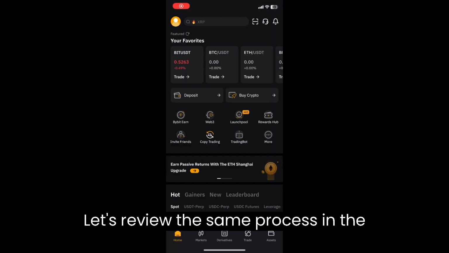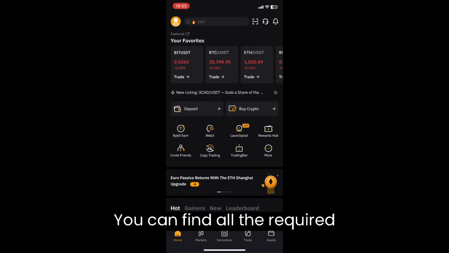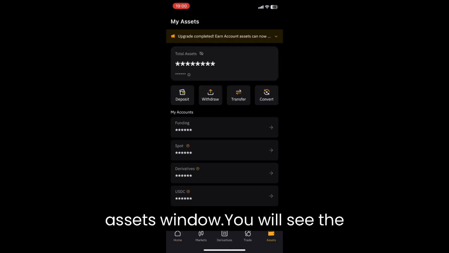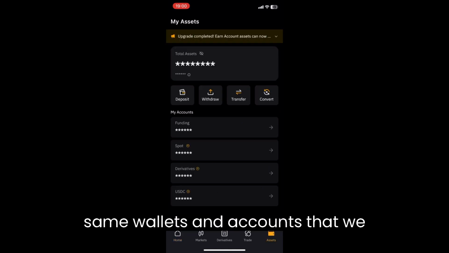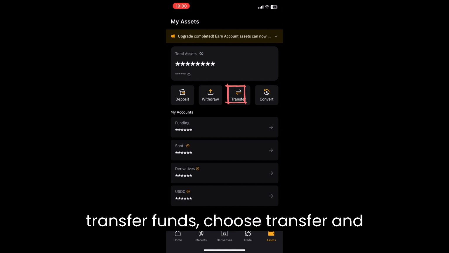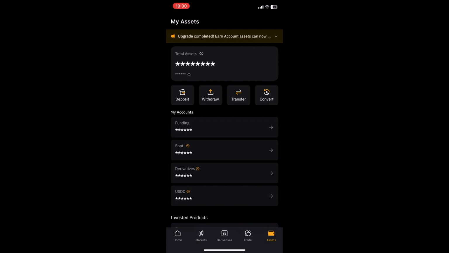Let's review the same process in the mobile application. You can find all the required information about your funds in the Assets window. You will see the same wallets and accounts that we previously discussed. To transfer funds, choose Transfer and follow the necessary steps.